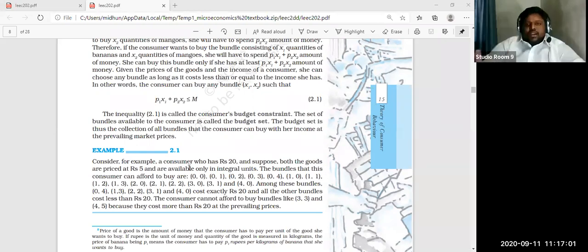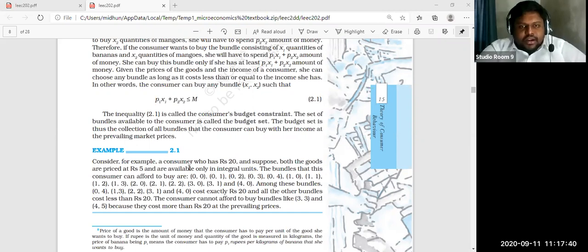Okay. Two terms I provided now. One is budget constraint, other is budget set. First of all, the inequality is called the consumer's budget constraint. So we are unable to purchase an equal quantity of both these products like bananas and mangoes. That is called the budget constraint. And related with our income, the set of products we choose to purchase is called the budget set, because we are able to purchase that which is equal to or less than our income.